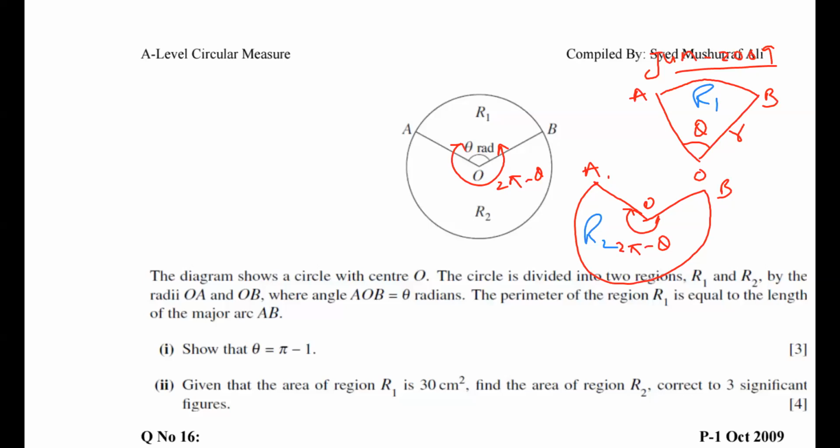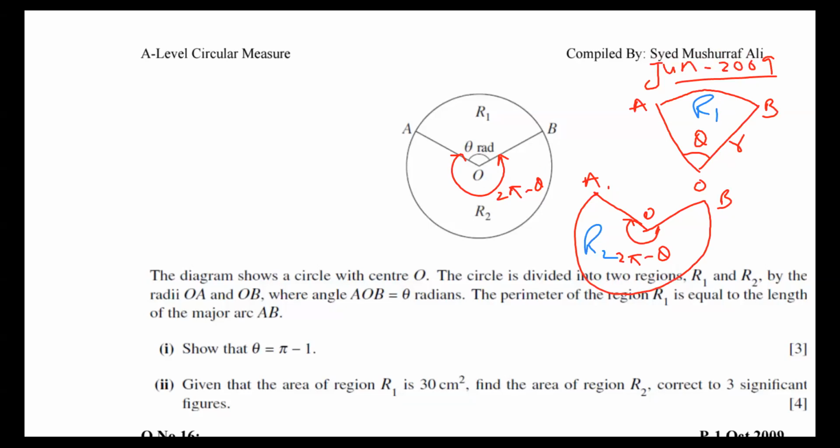So let's go for part number 2. I erase the previous part so I can write easily. Part number 2, what is the question here? He said that the area of the region R1 is 30 centimeters square. It is given, so this 30 is the area of this region. And he is asking me to give the area of R2. So this major sector area is my task.